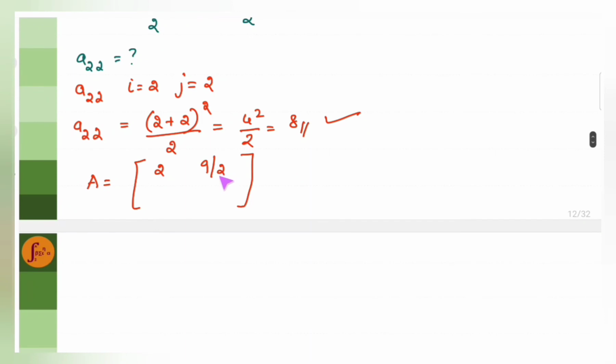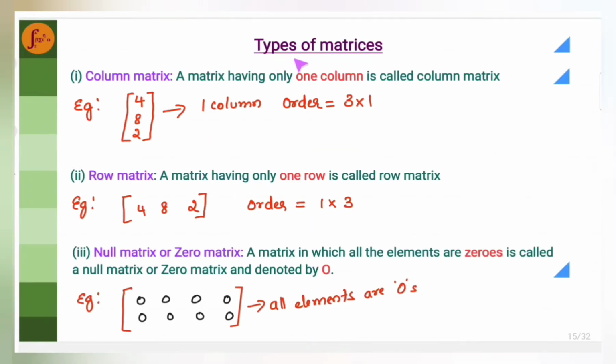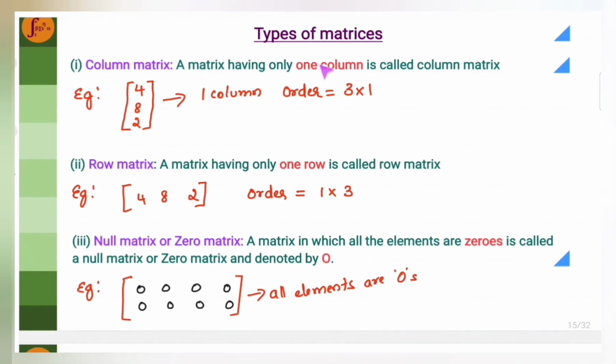2, 9 by 2, 9 by 2, and 8. So this is the matrix that we have. Let's go through another topic on types of matrices. There are 9 types of matrices. One is column matrix, first one.